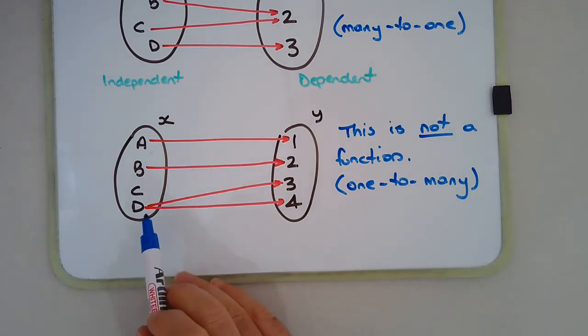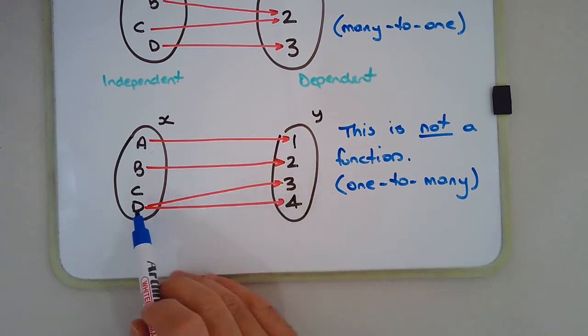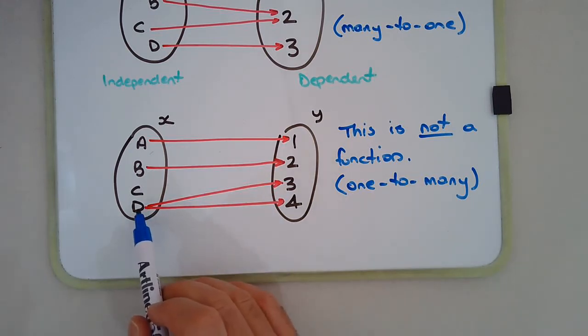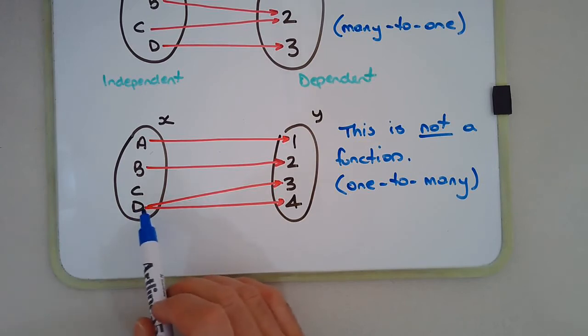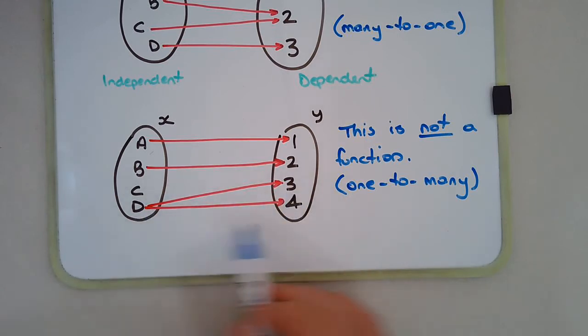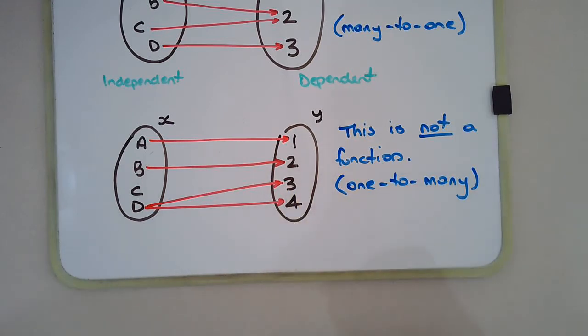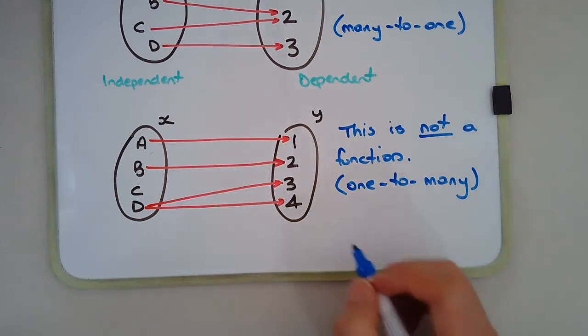But look at D. D associates with 3, but also associates with 4 as well. It's kind of like, flick a switch and two different things happen. Two different outcomes occur simultaneously from just the one input or the one value in X. That is not a function. So because we have multiple arrows coming off one of the X values pointing to two different Y values, or could be more than two different Y values, this is not a function. And this is what we call a one-to-many relationship. Okay, this is also called a relation.